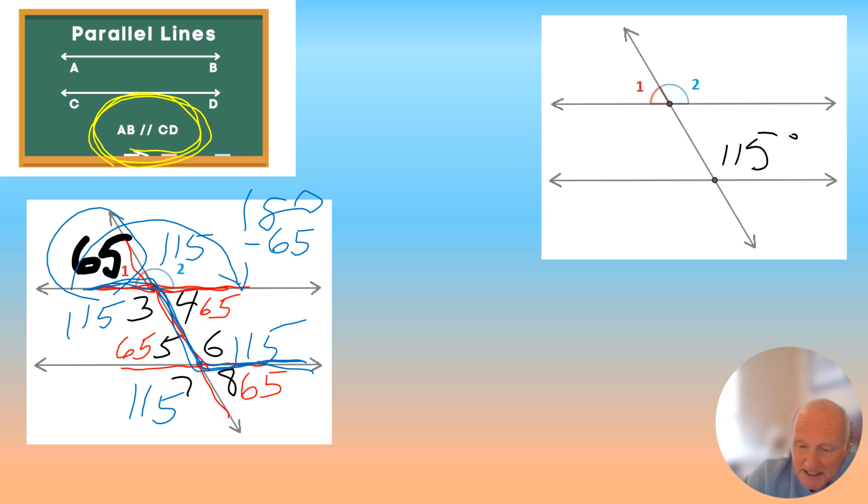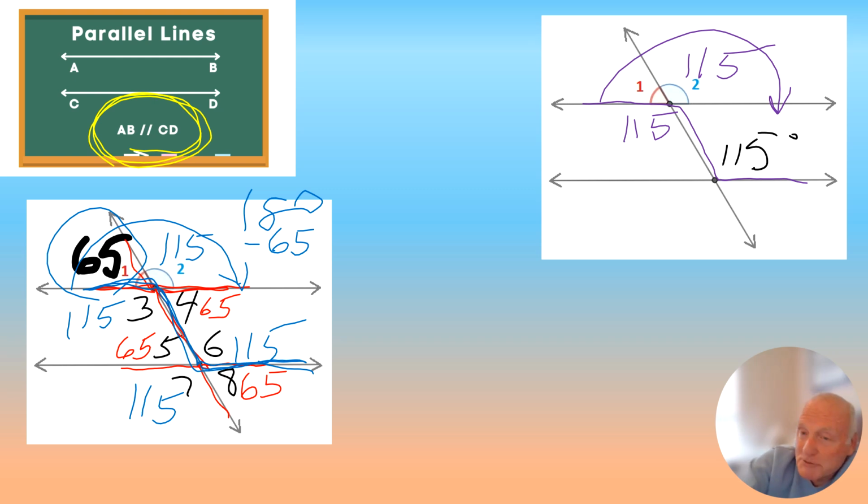Again, you might see it a different way, but I see this Z right there. So that's 115. And then I see a V right there. So they're back to back. That's 115. 2 is 115. And now I've got a straight line. And so if I subtract that from 180, this one is also 65.